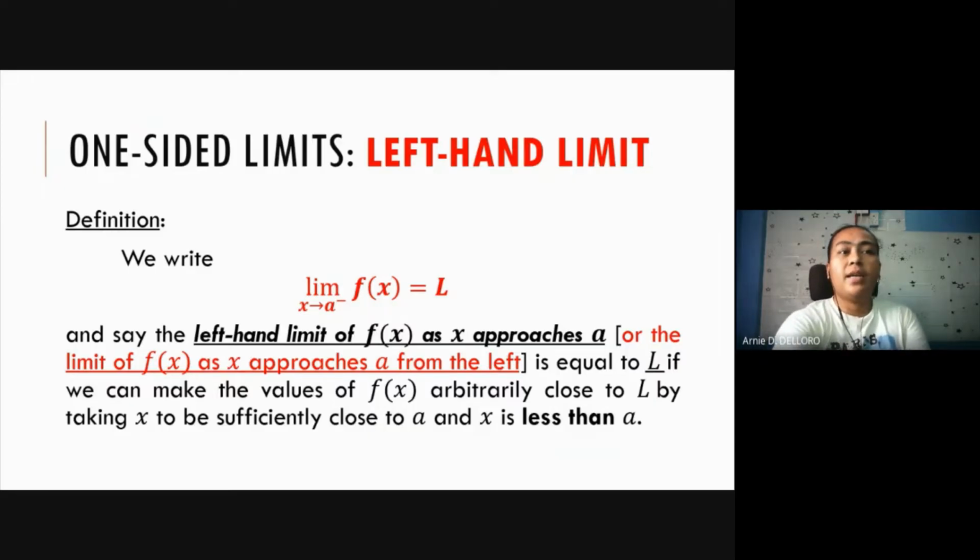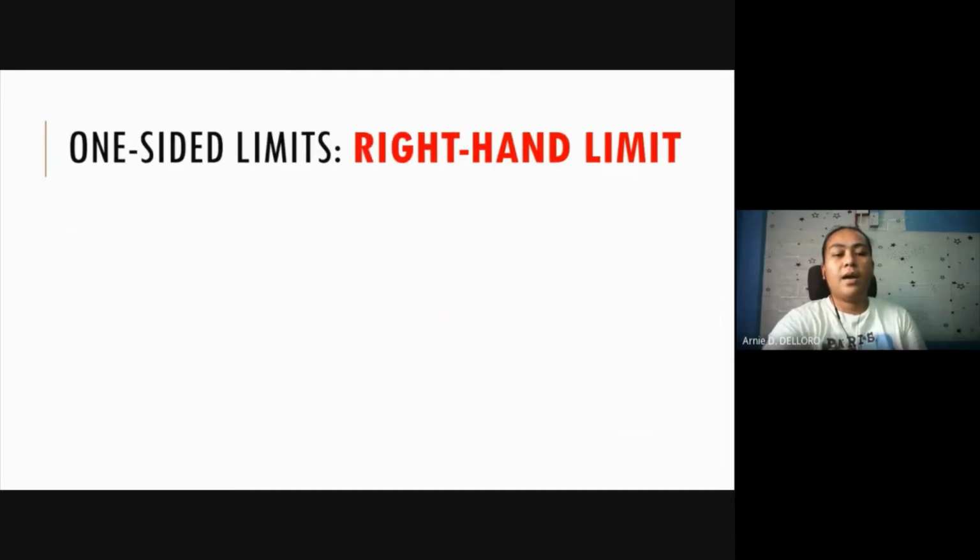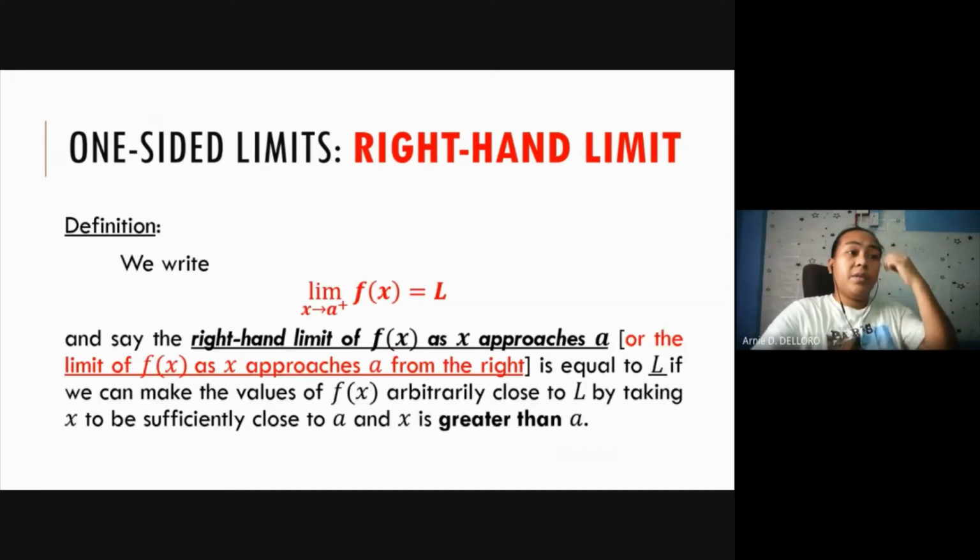So for the right hand limit, it's the same idea as the left hand limit, which is from the left of this particular number a. For the right hand limit, we write the limit of f of x as x approaches a from the right is equal to L, if we can make the values of f of x arbitrarily close to L by taking x to be sufficiently close to a and x is greater than a.